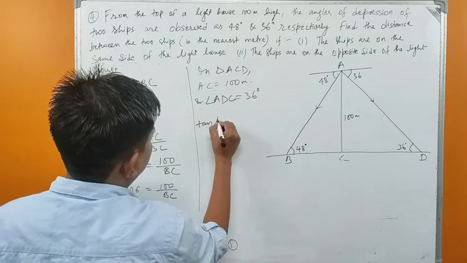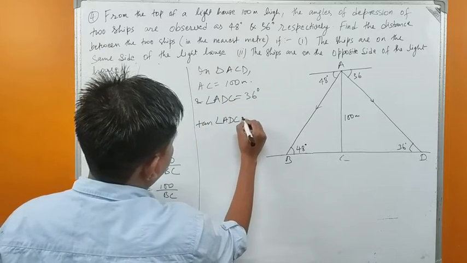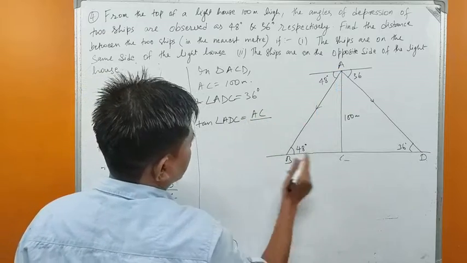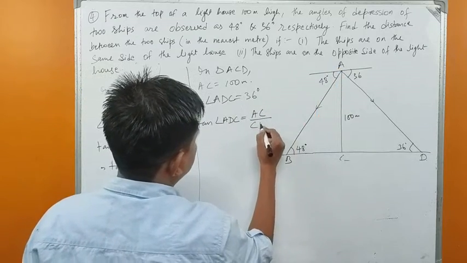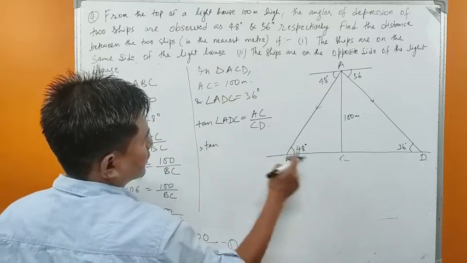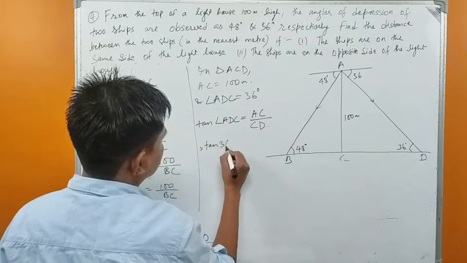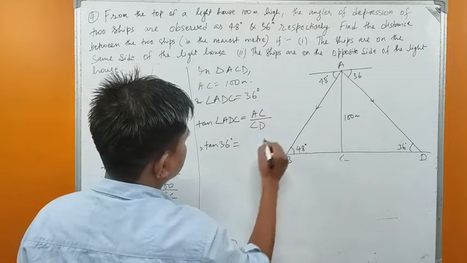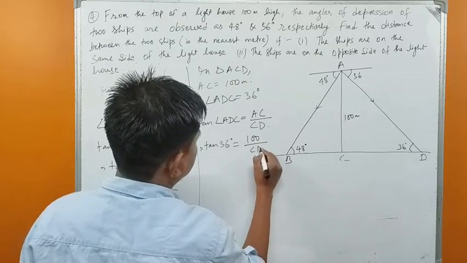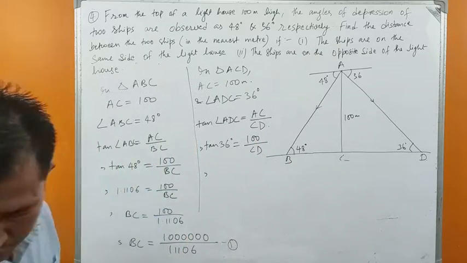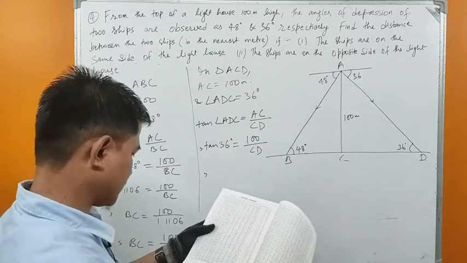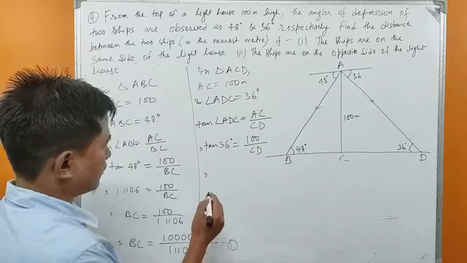Tan of angle ADC equals perpendicular over base. The perpendicular is AC, common for both the triangles, and the base is CD. Tan of angle ADC is given to us as 36 degrees. AC means 100, upon CD, which we need to find. The value of tan 36 is 0.7265.